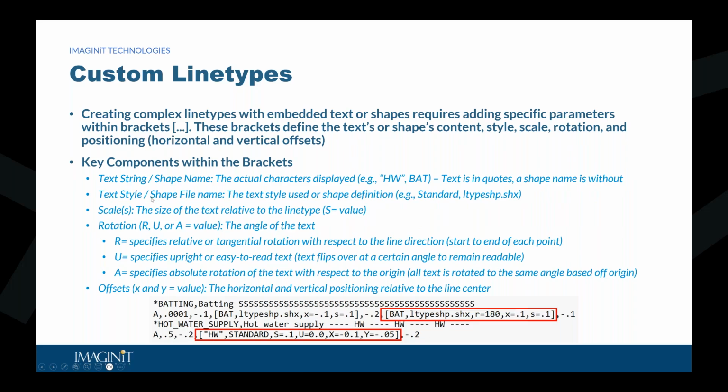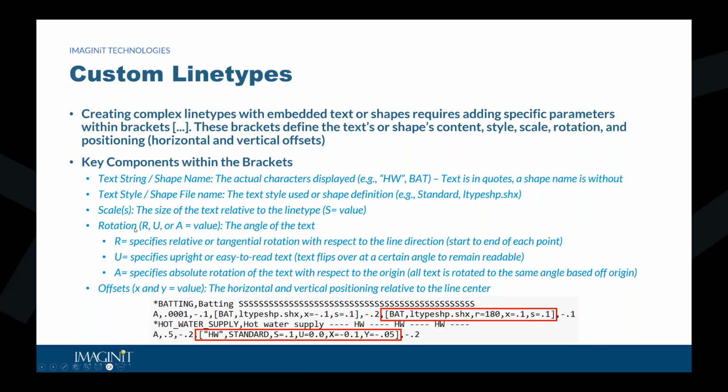And then you have the text style or the shape file name. So this text style is used, or the shape definition, i.e. standard. So you have to have a standard text style if you're using it. Or in this case, we're referring to the LTYPESHP.shx, which is the line type shape. And then we have a scale, which is the size of the text relative to the line type. This is the S value, which is scale.